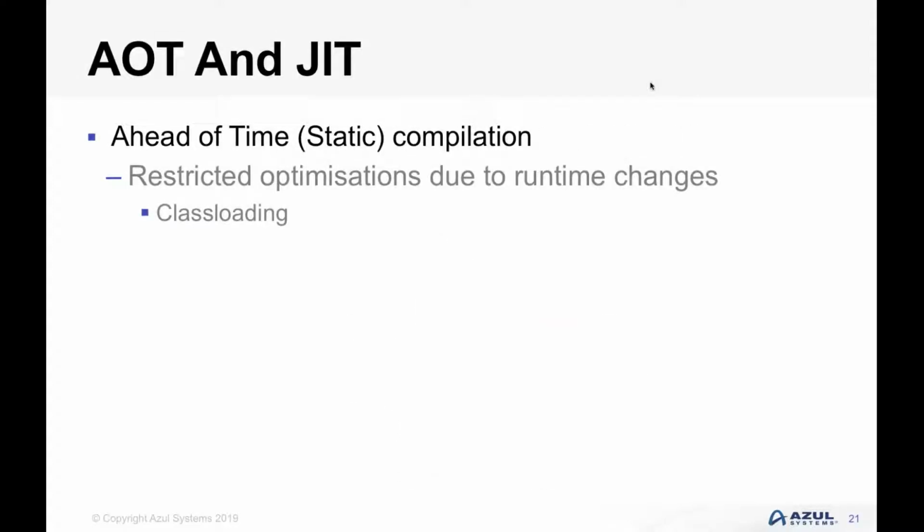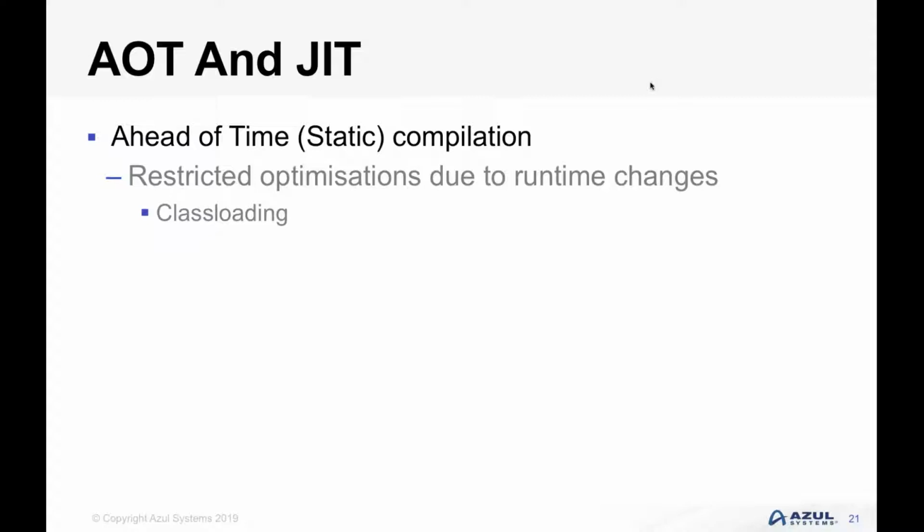There's a lot of discussion about ahead-of-time compilation and just-in-time compilation. Ahead-of-time compilation is what you typically do with C and C++ code. You run it through a compiler and generate instructions for a particular architecture, a particular operating system. But that has limitations on what you can do from a performance perspective, especially with Java.